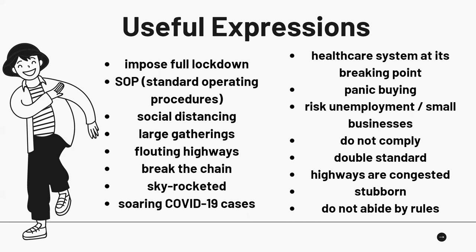Okay, so let's just look at them. Number one, we've got impose full lockdown. SOP, what SOP stands for. We've got social distancing, large gatherings, flouting highways, break the chain, skyrocket, soaring COVID-19 cases, and then healthcare system at its breaking point, panic buying, risk unemployment or small businesses, do not comply, double standard, highways are congested, stubborn, do not abide by rules. So these are all useful expressions that you may use when you are going to agree or disagree with your partner.